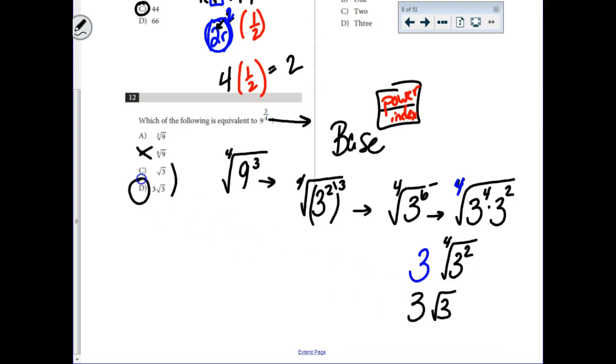Oh, I was D. Wait, what? Okay, I'll back up. How to get rid of what? The 4 and the 2. What I did was I took the 4th root of 3 to the 4th as a separate problem from the 4th root of 3 squared.